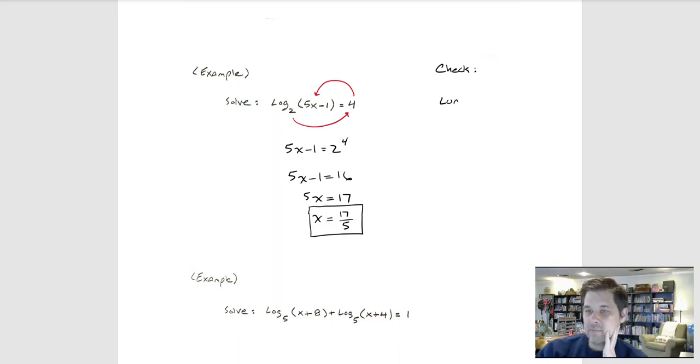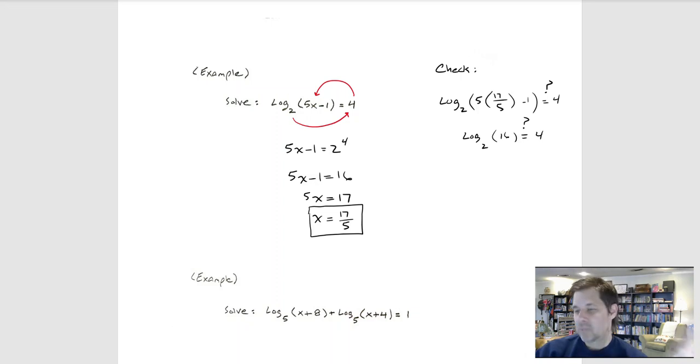So I'll get log base 2, 5 times 17 over 5, minus 1 is equal to 4. And I'll put a question mark just to be dramatic about it, to say I'm wondering if this works. So let's see, 5 times 17 over 5, that's 17. Okay, and 17 minus 1 is 16. So now I get here.